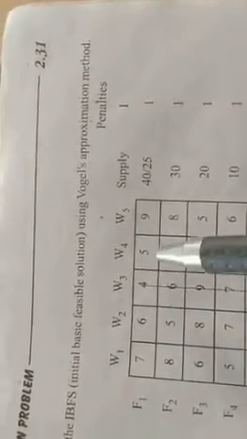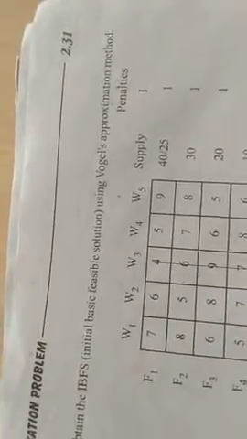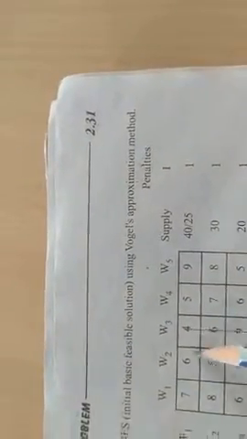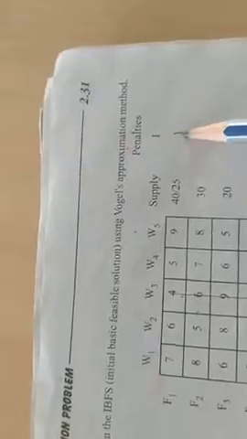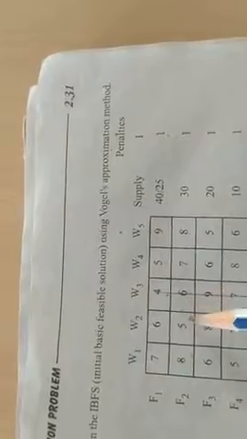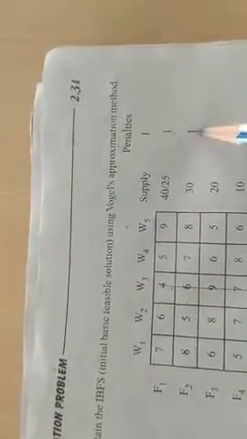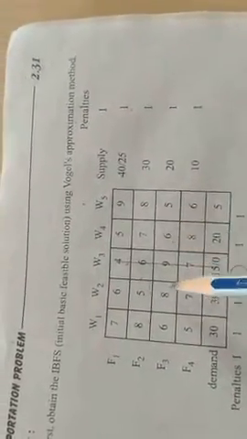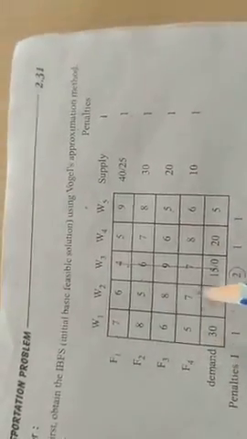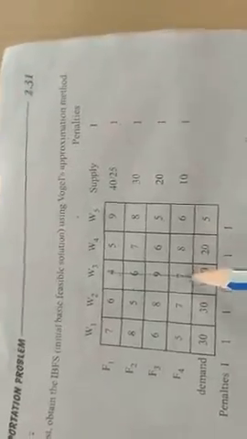The first row is 7, 6, 4, 5, 9. The two minimum elements are 4 and 5, and 5 minus 4 gives 1. Next, the second row: 8, 5, 6, 7, 8. The minimum two elements are 5 and 6; 6 minus 5 is 1. The third row: 6, 8, 9, 6, 5. The minimum elements are 5 and 6; 6 minus 5 is 1. The next row: 5, 7, 7, 8, 6. The minimum elements are 6 and 7; 7 minus 6 is 1. So these are the penalties for the row side.